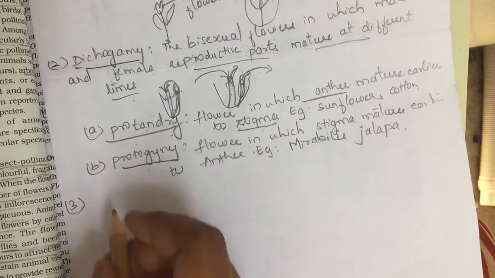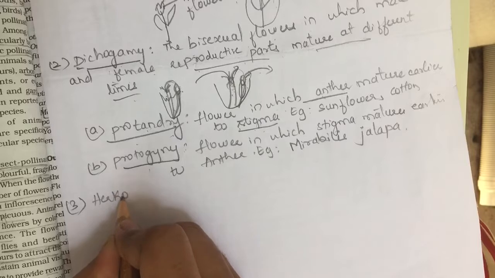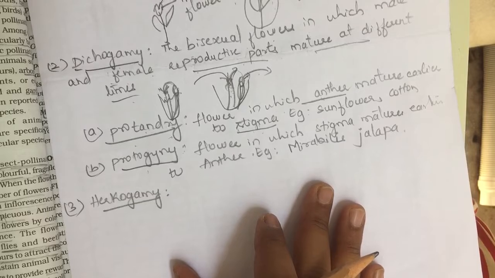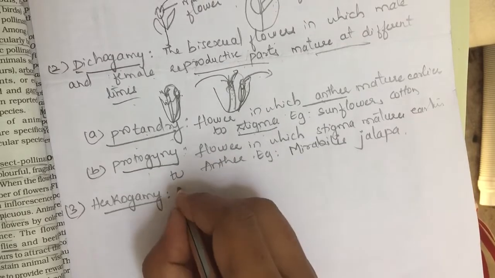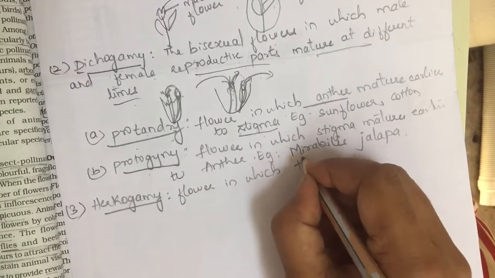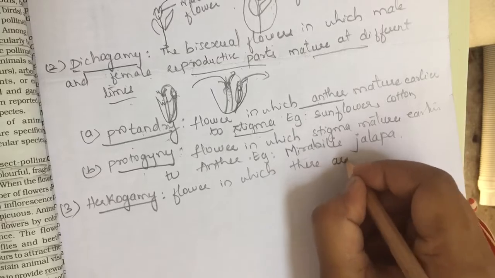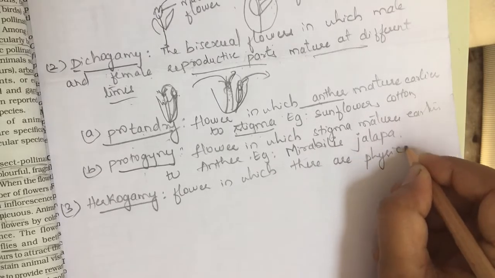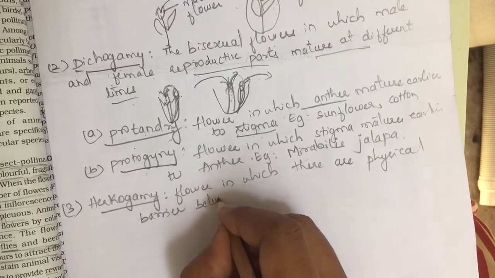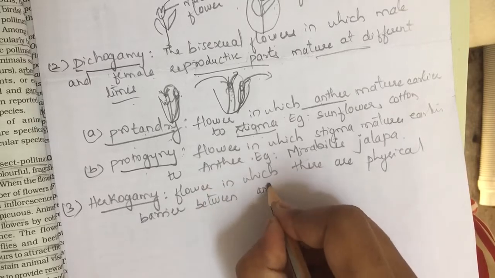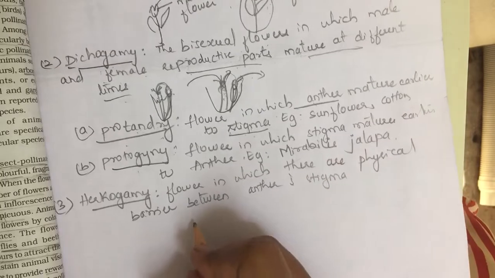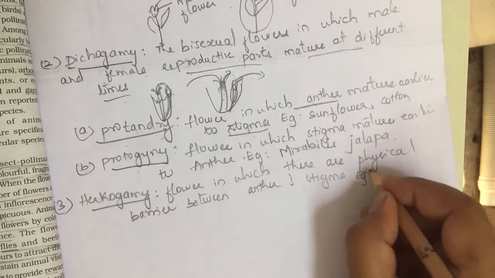Next, the third one we have here is herkogamy. Okay, herkogamy is a flower in which there is a physical barrier between anther and stigma. Okay, so example: Calotropis.